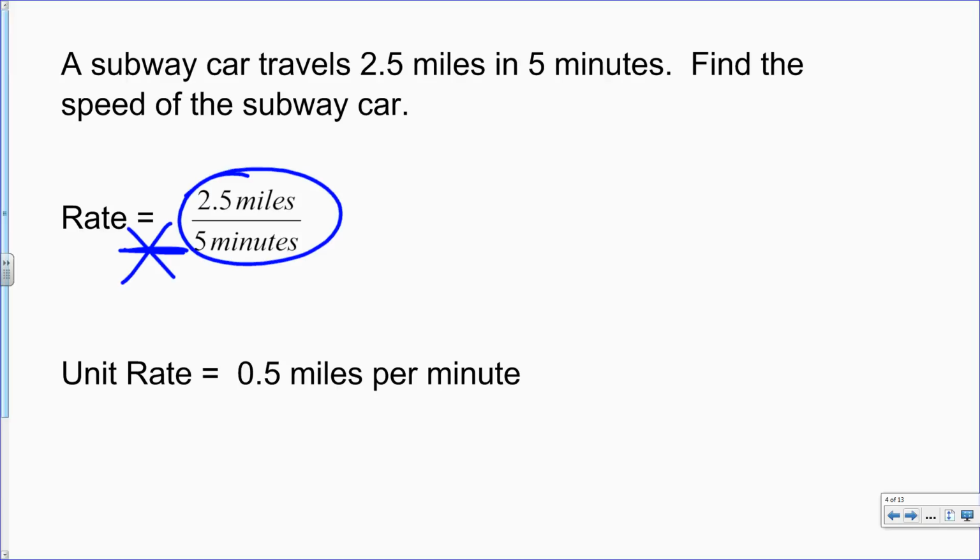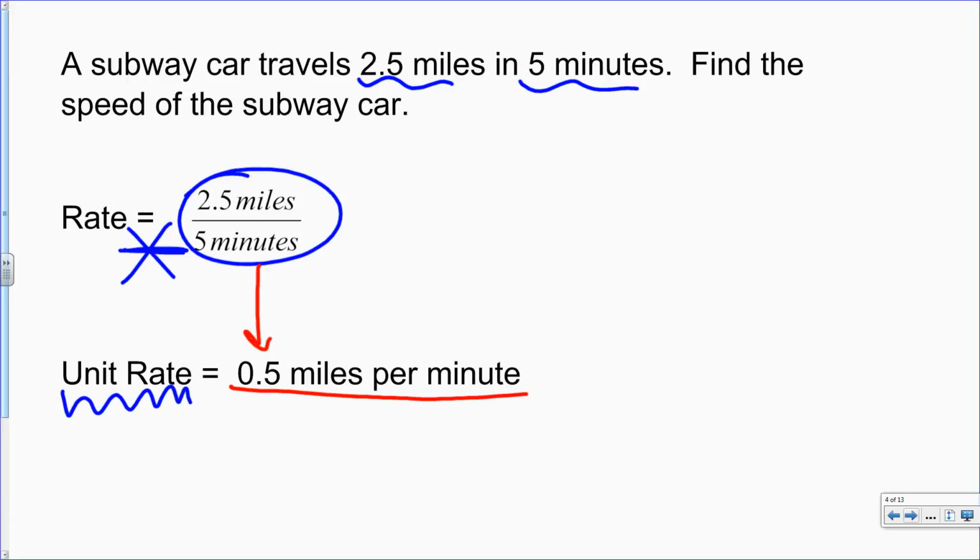Here, we're just writing our rate. It was 2.5 miles in 5 minutes, so that would be my rate. But to find the unit rate, you have to divide. And when you divide those, 2.5 divided by 5, you get 0.5 miles per minute. So that's the unit rate you want to write down. You go half a mile every minute, which is pretty quick.